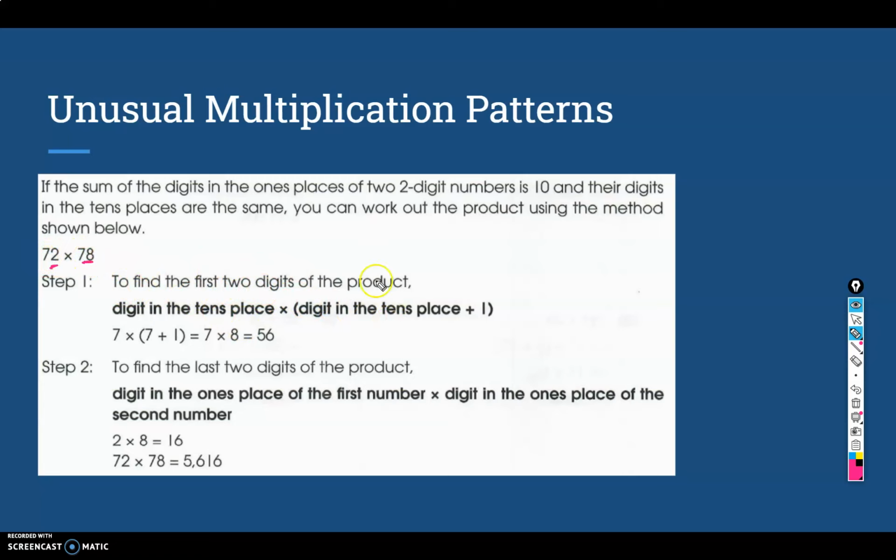To find the first two digits of the product, this is the formula. The digit in the tens place times the digit in the tens place plus 1. So 7 times (7 plus 1) is equal to 7 times 8, which is equal to 56. So we know it's 4 digits, and we know 56 goes in the first slot. And to find the last two digits of the product, we have to use this formula: the digit in the ones place of the first number times the digit in the ones place of the second number. So we can see that 2 times 8 is equal to 16. We bring the 16 over here, and the answer is 5,616.